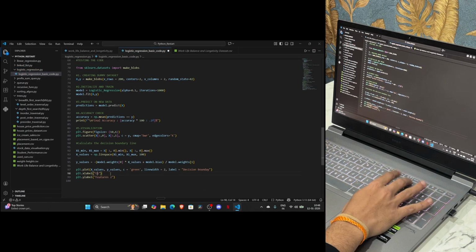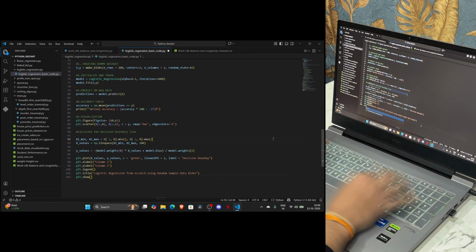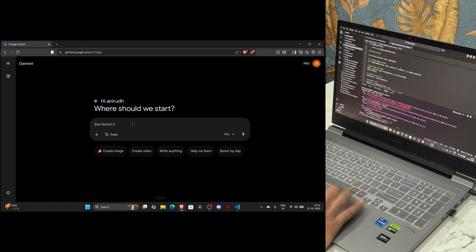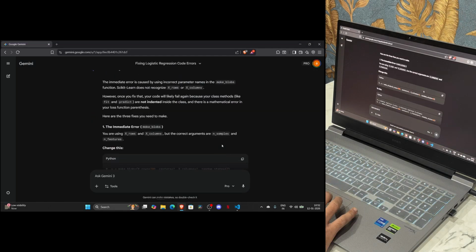I also defined a predict function that converts predicted probabilities to class labels with a 0.5 threshold. Probability greater than 0.5 returns 1, else 0.